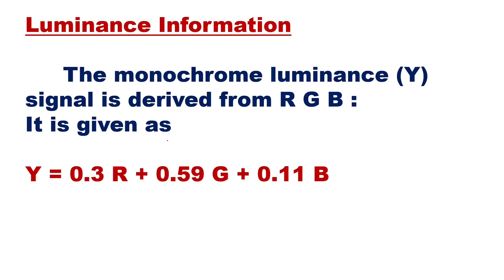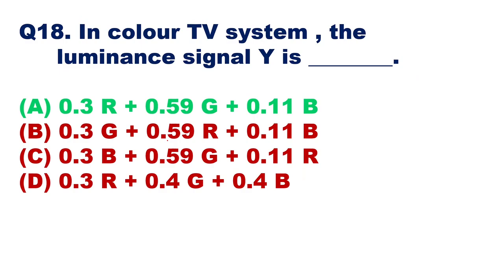So here you can see luminance information. The monochrome luminance Y signal is derived from RGB. It is given as Y is equal to 0.3R plus 0.59G plus 0.11B. So here option A is the right answer. So RGB, red, green, blue. R will be 30%, green will be 59%, and blue will be 11%, which will give the luminance signal, that is the brightness information in a color TV system.